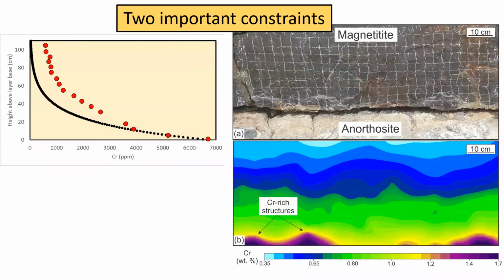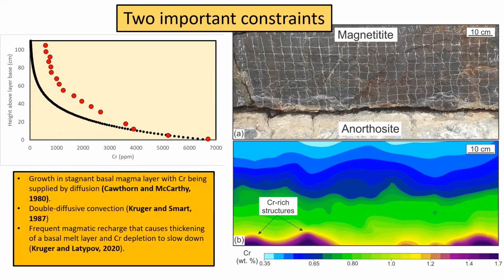Anyway, so in summary, I believe that if you're dealing with petrogenesis of upper zone magnetitite layers, there are 2 really important constraints that you need to keep in mind. The first is we have our upwards chromium depletion that cannot be modeled by fractional crystallization alone. So there have been numerous propositions to try and explain how this works. Colfun and McCovey had this idea that the stagnant basal melt layer gets depleted in chromium, and you start building up a really big concentration gradient in chromium. So chromium can start diffusing downwards faster, causing the chromium depletion to slow down.